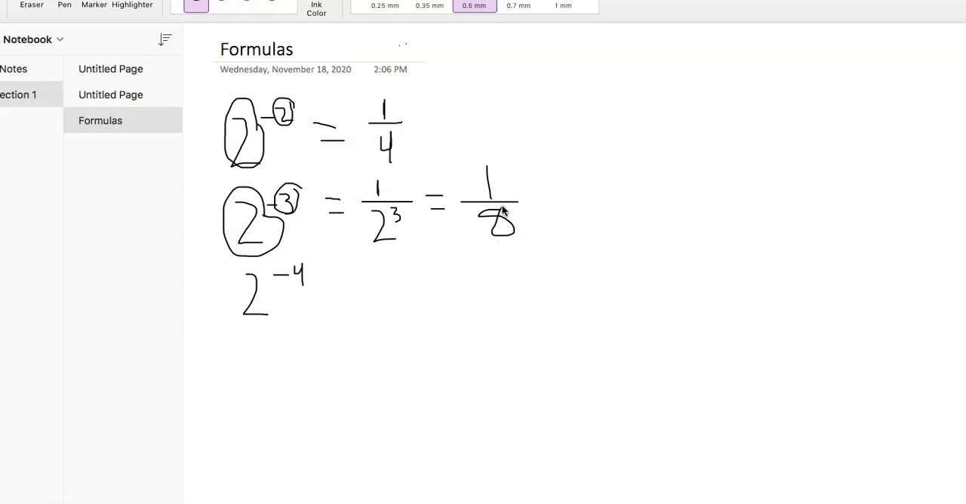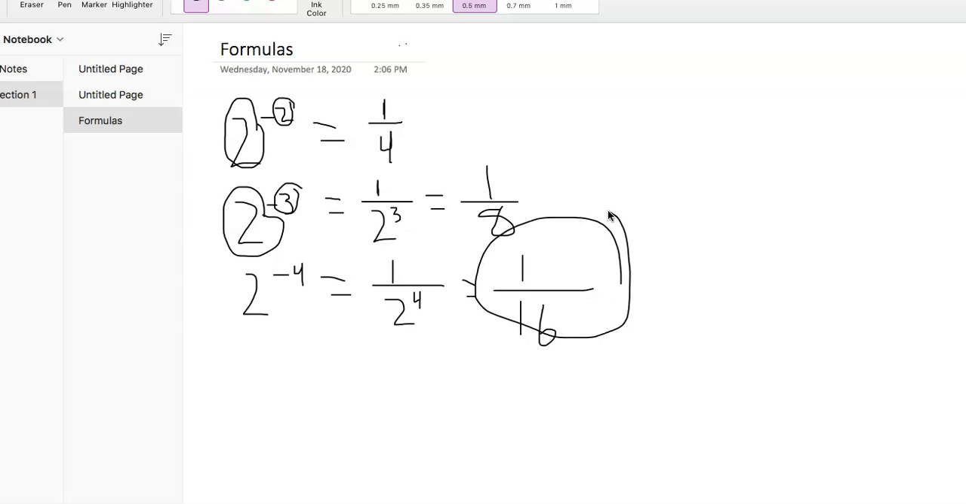1 over 8. Once more. Okay, 2 to the negative 4 equals 1 divided by 2 to the positive 4. 2 to the fourth is 16. It's just 2 times 2 is 4. 4 times 2 is 8. 8 times 2 is 16. Okay, that's how you do negative exponents. Okay, it's not impossible. Sometimes people get freaked out. They just don't know what to do with it. No reason to freak out.